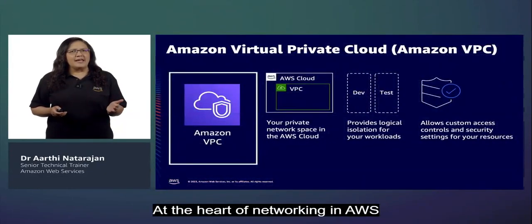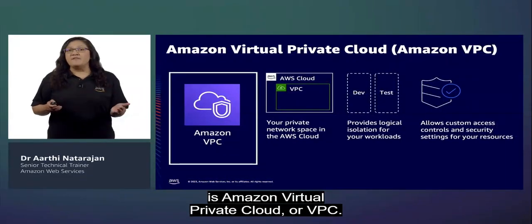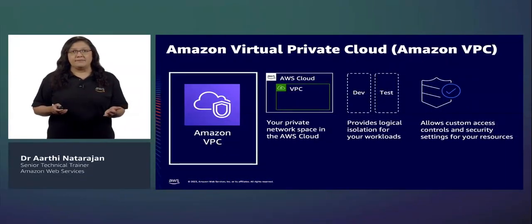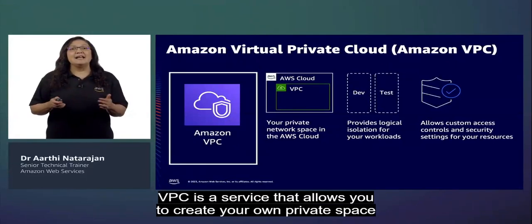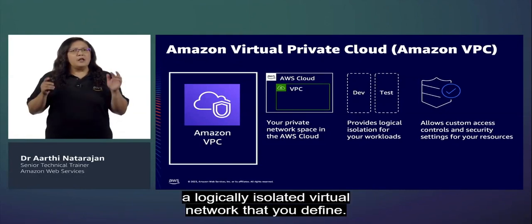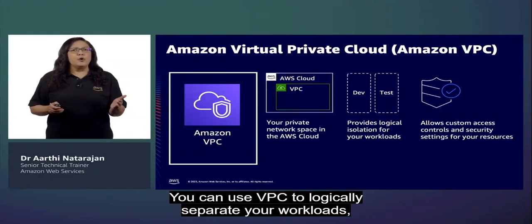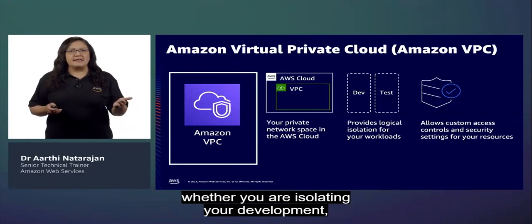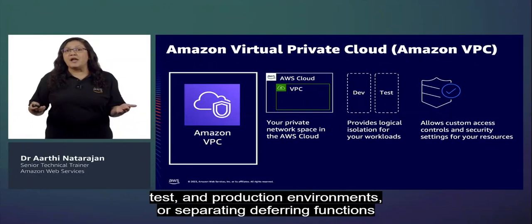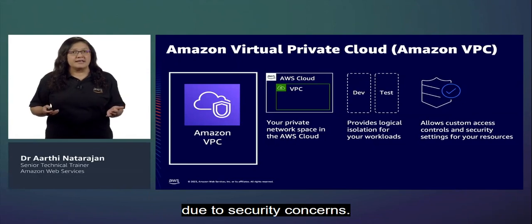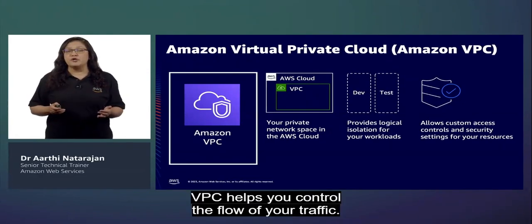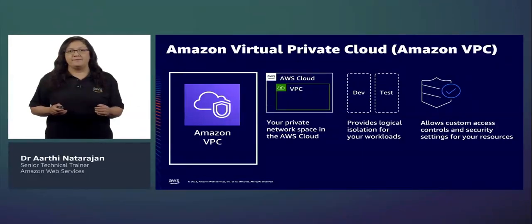At the heart of networking in AWS is Amazon Virtual Private Cloud, or VPC. VPC is a service that allows you to create your own private space within the AWS Cloud, a logically isolated virtual network that you define. You can use VPC to logically separate your workloads, whether you're isolating your development, test, and production environments, or separating differing functions due to security concerns. VPC helps you control the flow of your traffic.